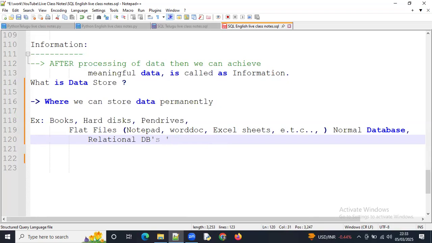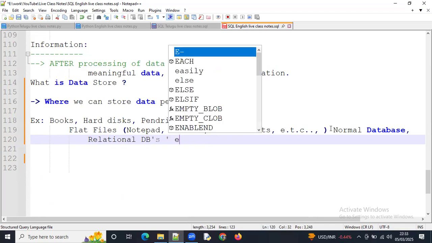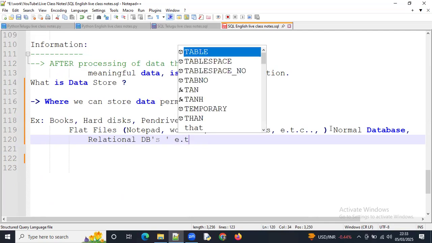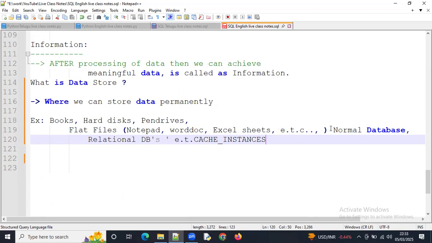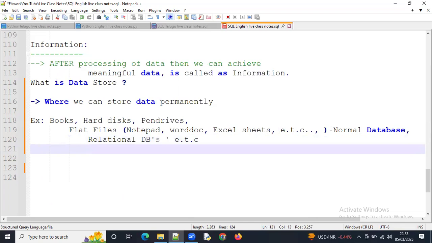Give me a minute. Etc. Next, data is stored in the form of files, right? Data is stored in the form of files. So what is a file?